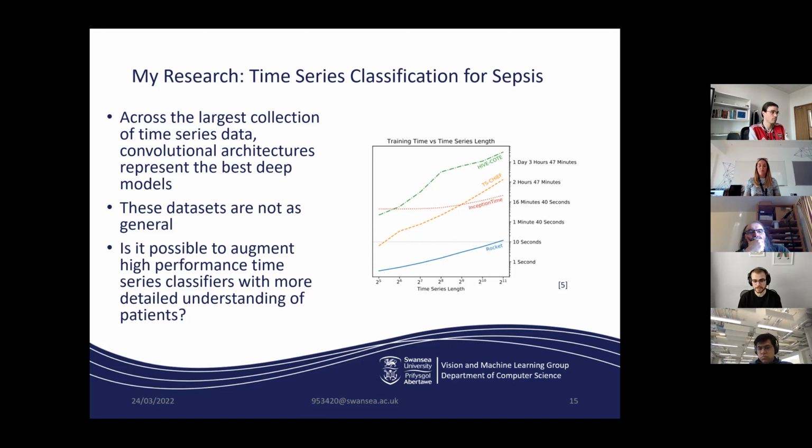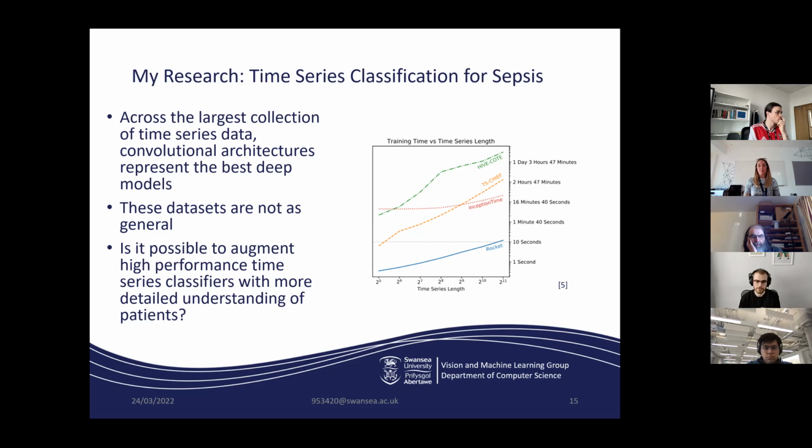But these data sets within this repository are not as general as my case. I have generic ward data. They're much more specific, with certain sensors that do a certain job. So what needs to be done is that I need to augment these high performance classifiers with a more detailed understanding of patients, using some potentially unsupervised methods that could cluster these patients in a certain way and find correlations between different patient groups. I don't currently have access to patient demographic information, but it's certainly something that could be possible going forwards.